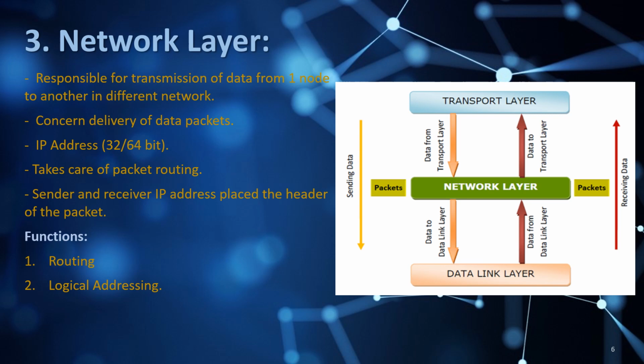For that, what does it do? It places the sender and receiver IP address in the header of the packet. And I forgot to mention, in the network layer we call the data a packet. The main functionality of the network layer is routing. For routing, we use routers and logical addressing, which is the IP address, to identify the sender and receiver.